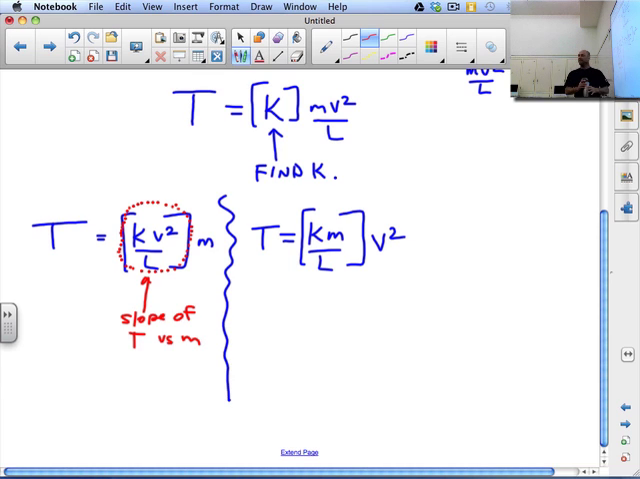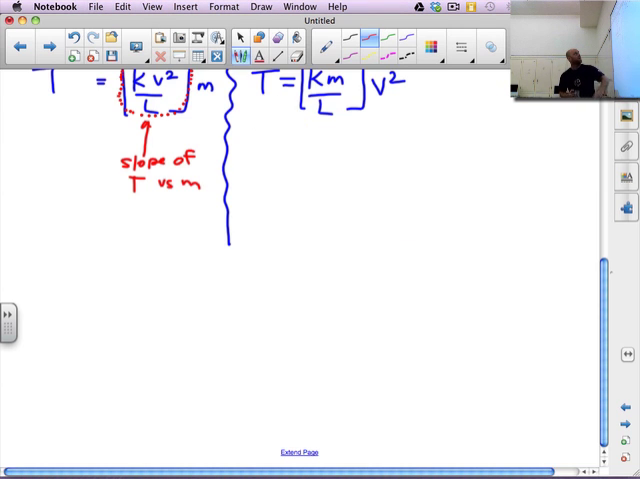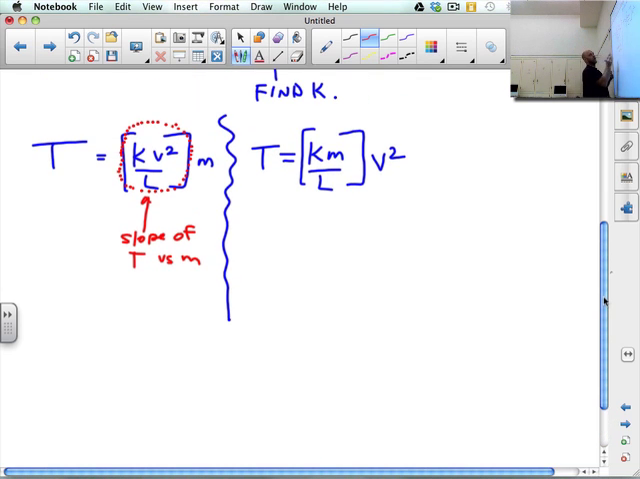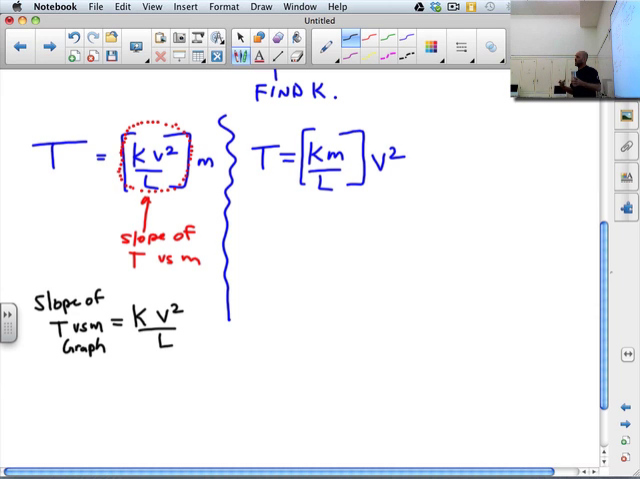So we have a simple way of setting up an equation here. Check it out. You can say, all right, here's my equation. I'll do it in a different color. Slope of t versus m graph, my results for that slope have to equal my k value times v squared over L. And then I can solve this for k, because remember we said we were going to try to find k. If we knew k, we would know our general equation. So k has to be the slope.